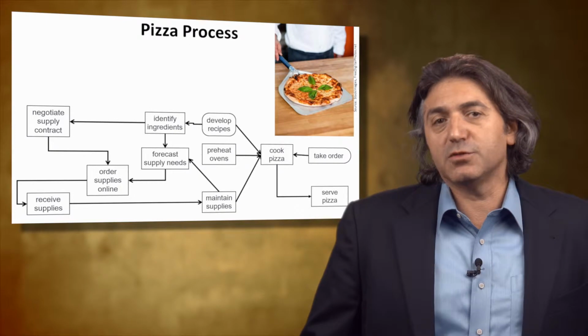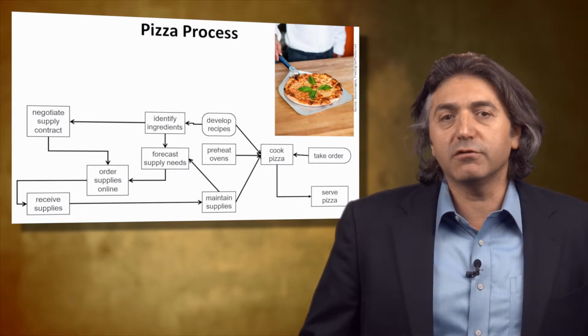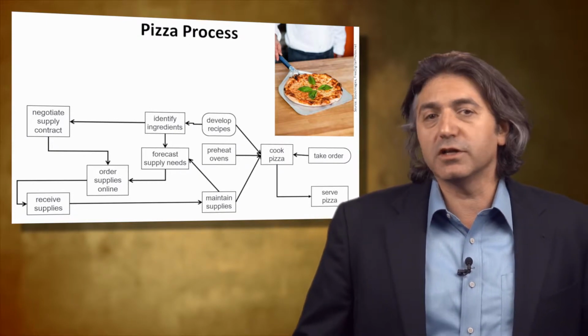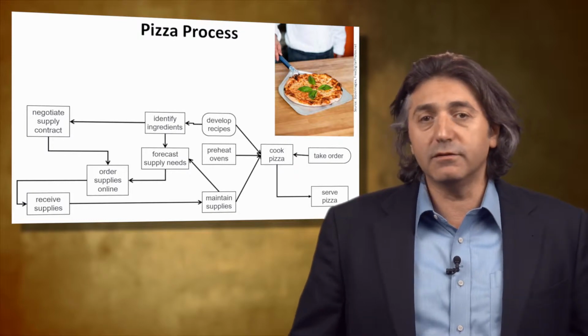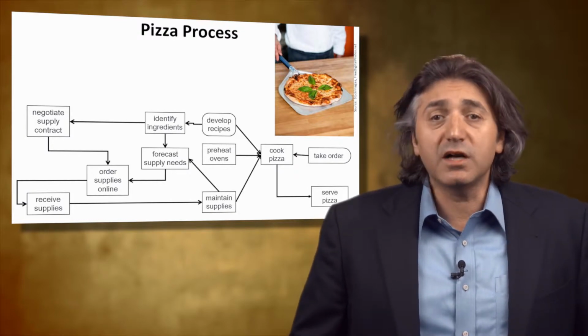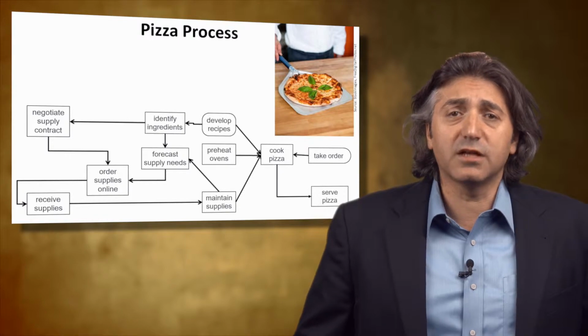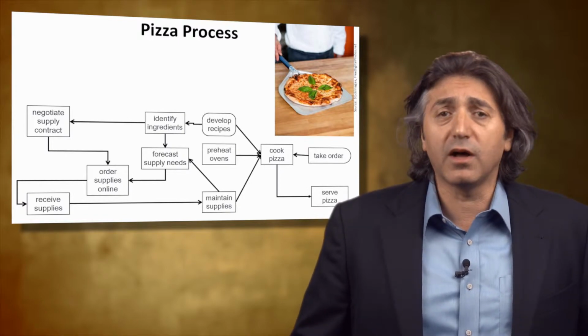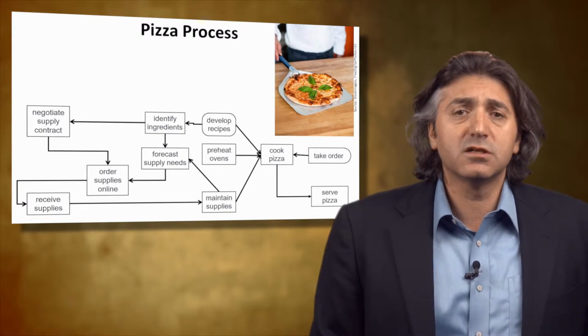You have to get the customer to tell you what kind of pizza is desired. You have to have the recipe. You have to have the ingredients ready. You have to get the oven hot, all sorts of things. The boxes represent process steps, and the arrows, the lines between the boxes, represent dependencies.